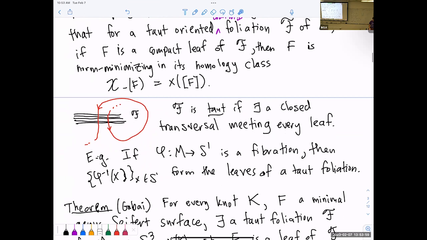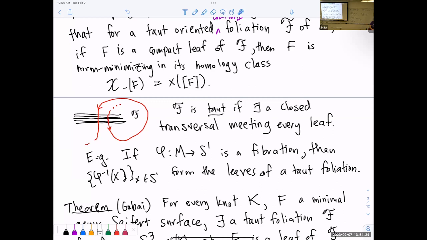So a taut foliation is a decomposition of the manifold into surfaces. Locally, it'll just look like you have these charts that cover it with what look like a disk crossed with an interval. And then they patch together in a way that patches the two-dimensional leaves together. And all these leaves are globally oriented, so it's an oriented foliation on an oriented three-manifold.